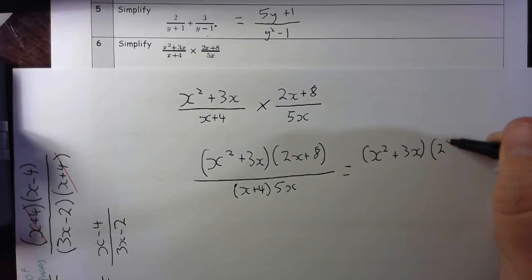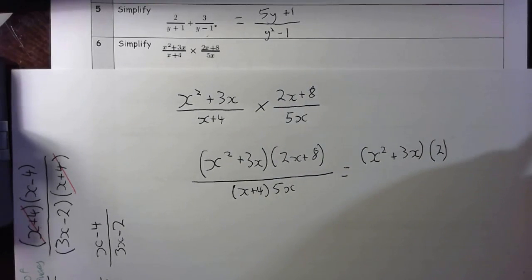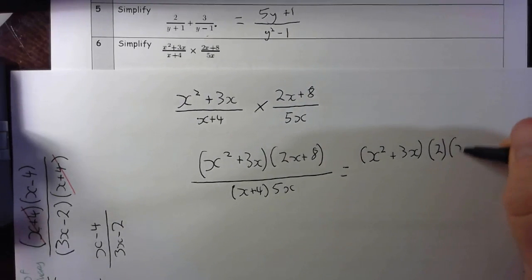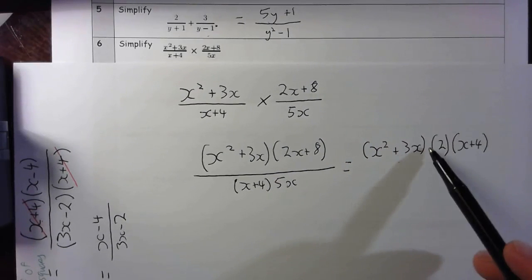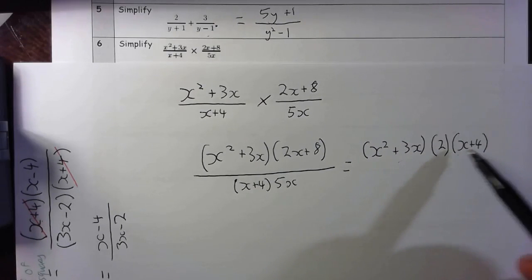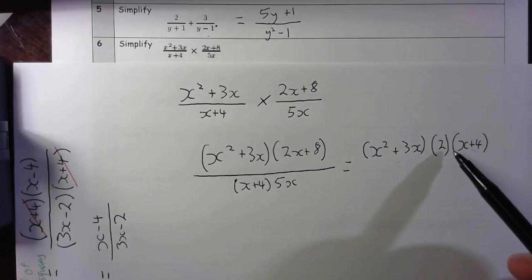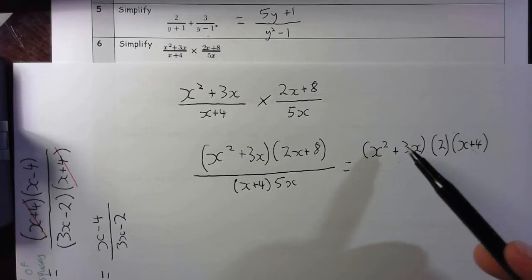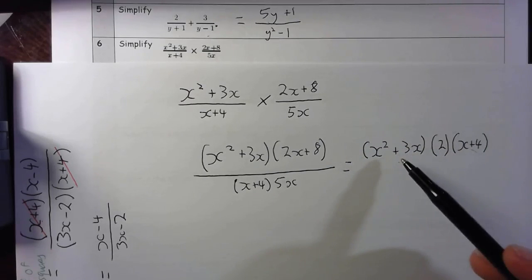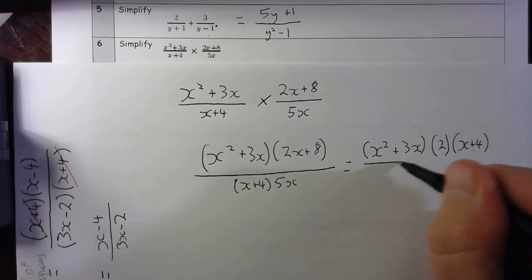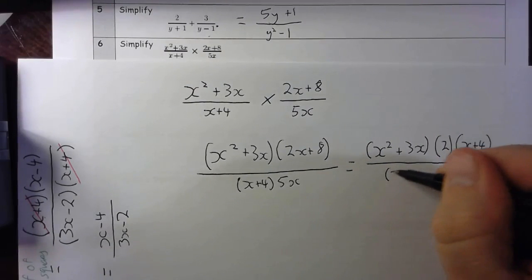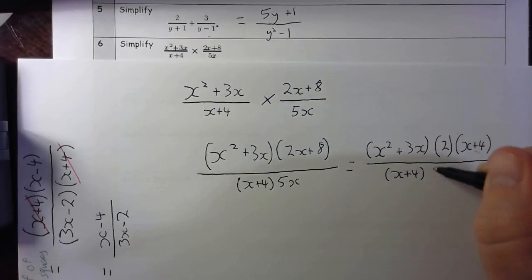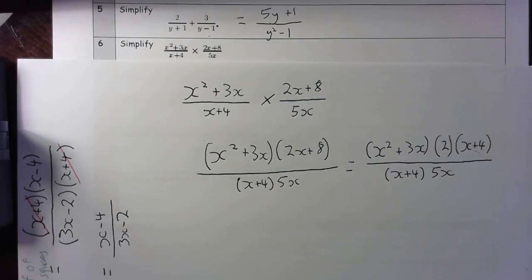I can just put it on its own, times by 2, and then times by x plus 4. I'll put it in brackets just to clearly separate out. You're not used to seeing 2 in brackets and then x plus 4, but it's exactly the same as 2 not in brackets and then x plus 4. I just think it's easier to spot all the different factors here, the 3 different factors. And I'm putting that over the x plus 4, 5x.